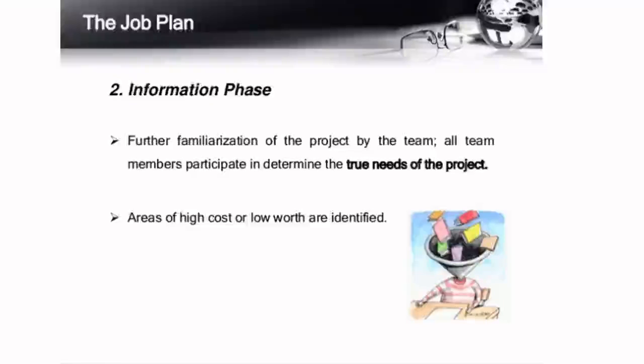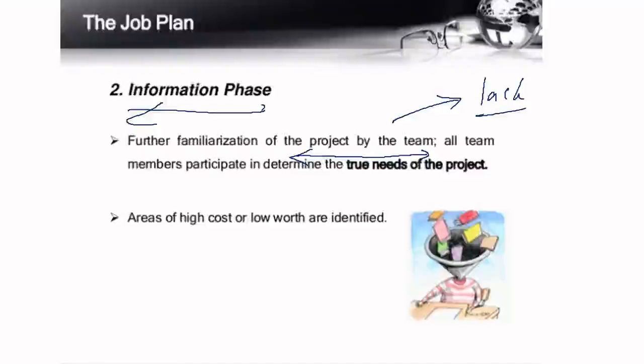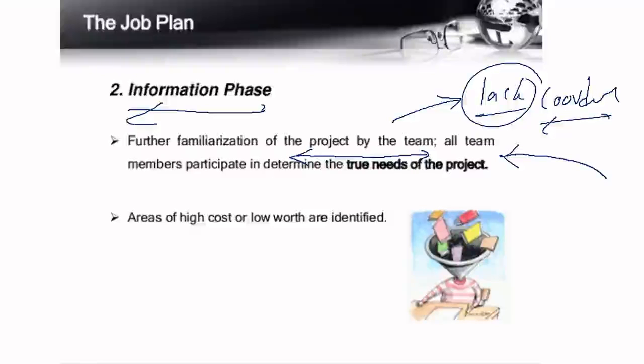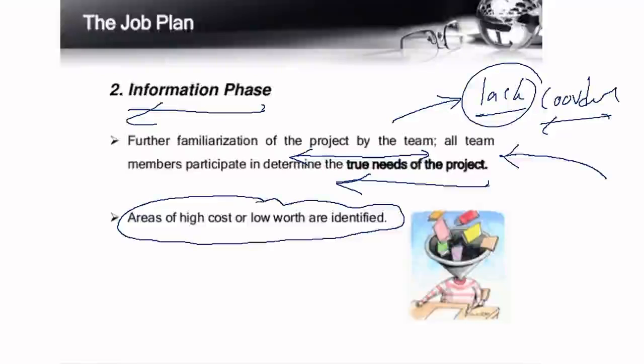So this part of the job plan is called the information phase. This is where the entire team takes part in the project. One particular defect is a lack of coordination between the team members. So in this information phase everyone will have a get-together, and they will participate together in a meeting, and then they will identify the true need of the project. That is extremely important, because they will be identifying by discussion, and they will finally come out with the major reasons why the particular cost has shot up.